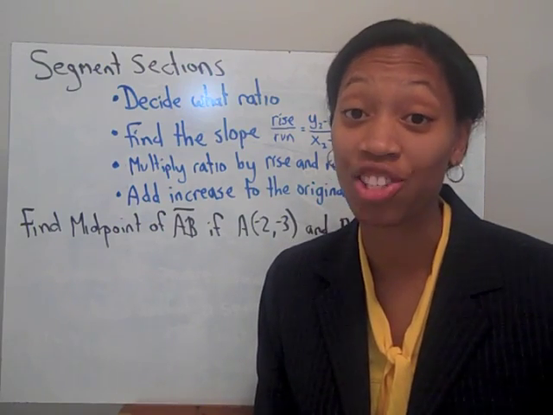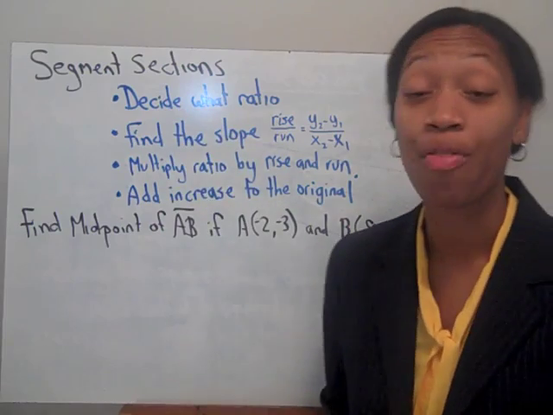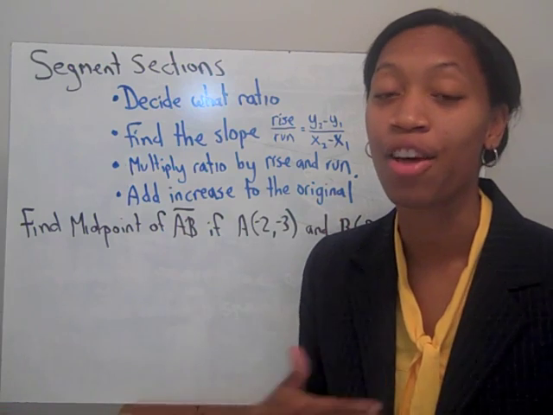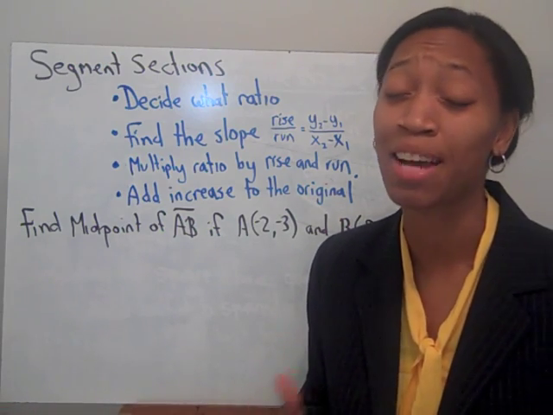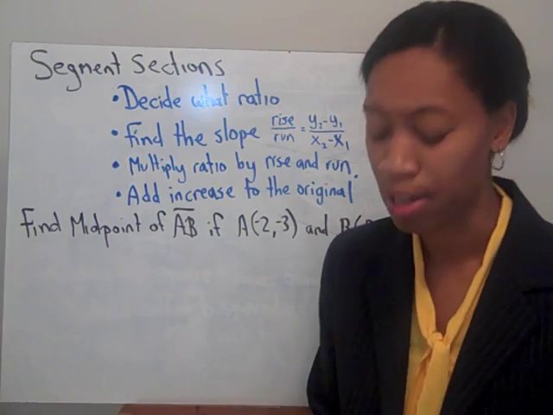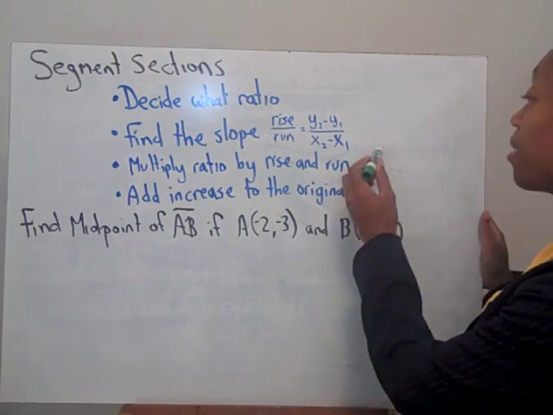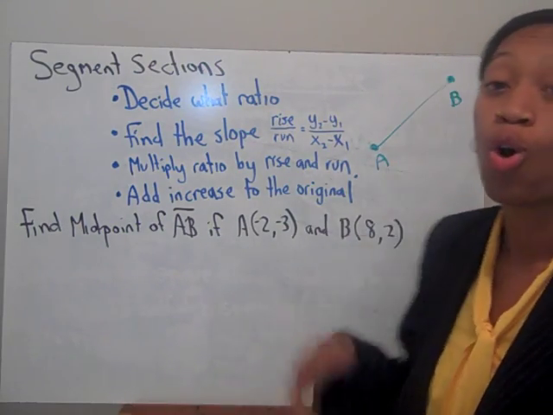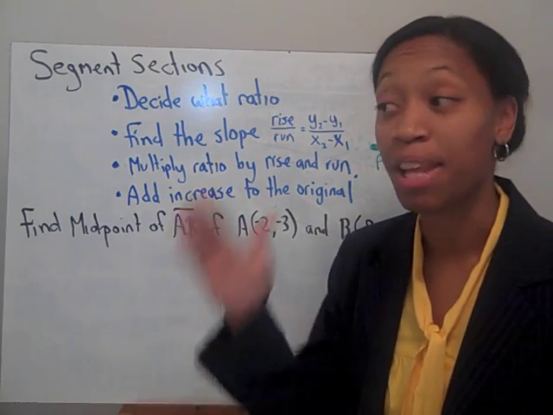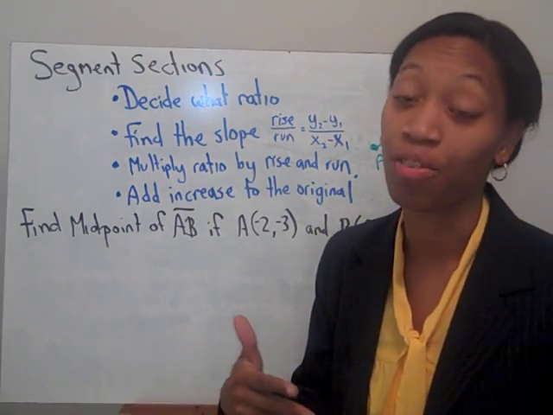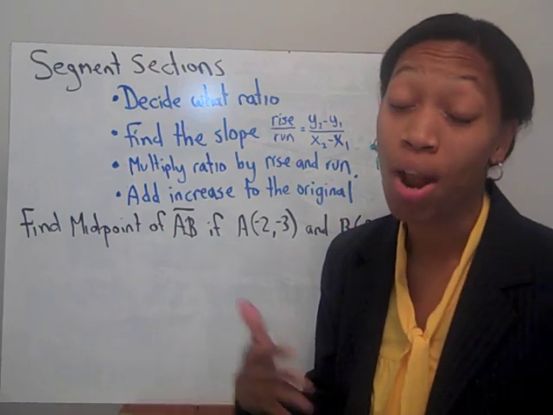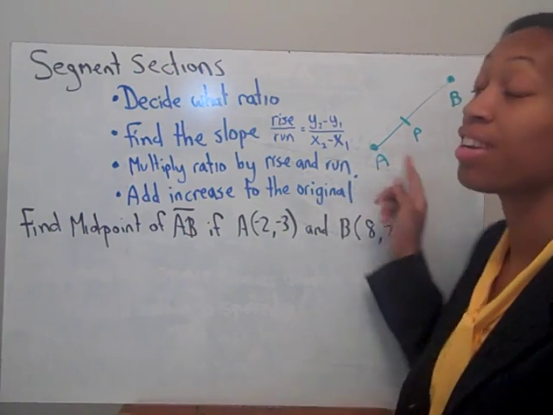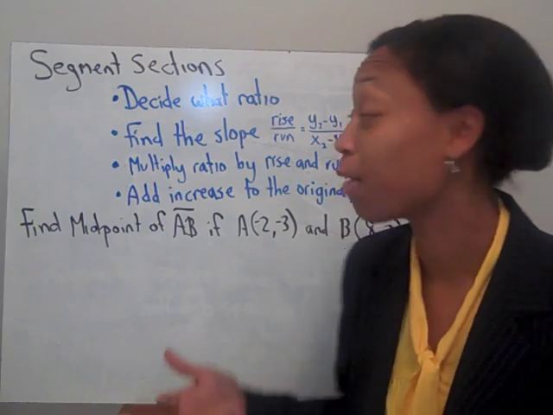Okay, segment sections. So, they ask you here to take a segment and to break it down into pieces. The first thing that you need to do is decide what ratio they're talking about. So, let's say I have a segment going from A to B. Are they asking you to find the middle of the segment? Are they asking you to find 2/3, 1/3? What are they asking you to find? Let's say there's a point P here. You need to decide what ratio you're talking about.